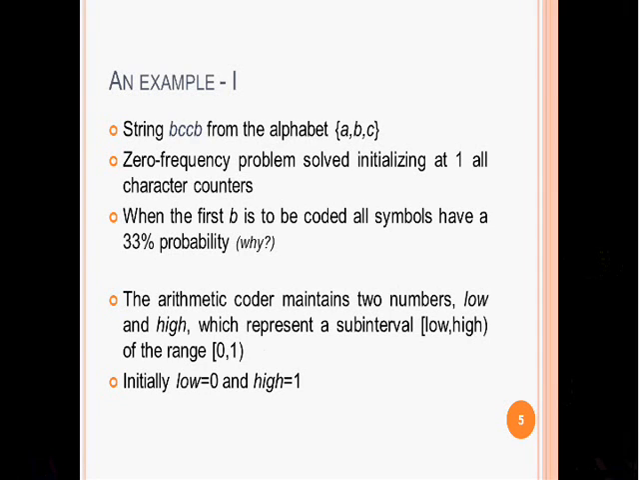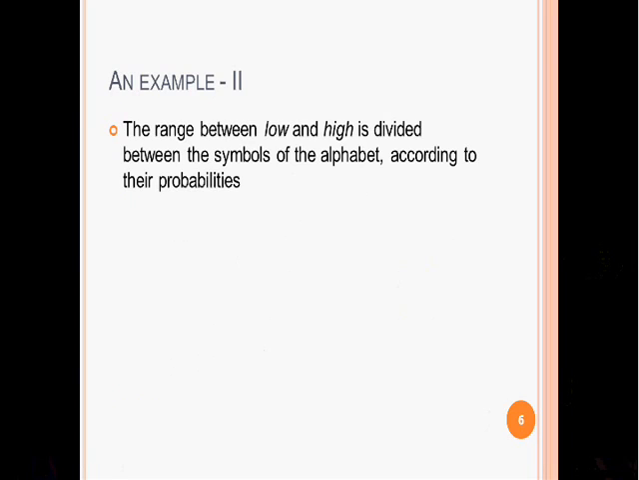So here we consider an example wherein we have a string BCCCB and the alphabet used are A, B and C. The arithmetic coder maintains two numbers, low and high, which represents a sub-interval. Low, high of the range 0 and 1. Initially the value of low is 0 and high is 1. The range between low and high is divided between the symbols of the alphabet according to their probabilities.